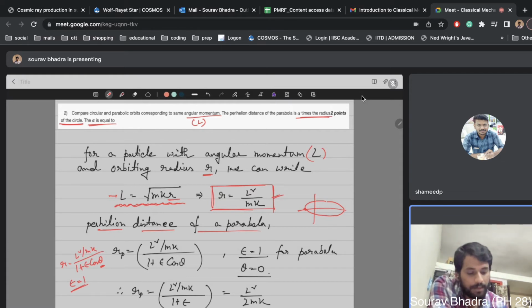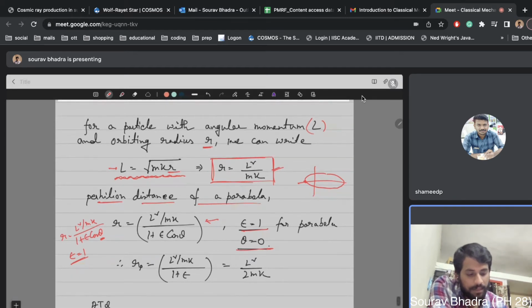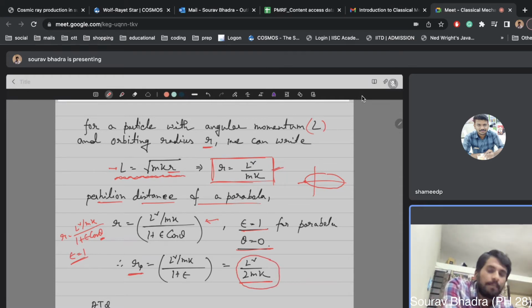So I have just put epsilon equals 1 and theta equals 0 in this equation, which is, I should not write it as P, this is R, the actual equation. By imposing those conditions that theta equals 0 and epsilon equals 1, I am getting the perihelion distance, which I have written as Rp, that is L square by mk by 1 plus epsilon. Okay, I have put epsilon 1 in the second step. Here I have put theta equals 0. So this is your Rp in terms of angular momentum, mass, and the constant k.